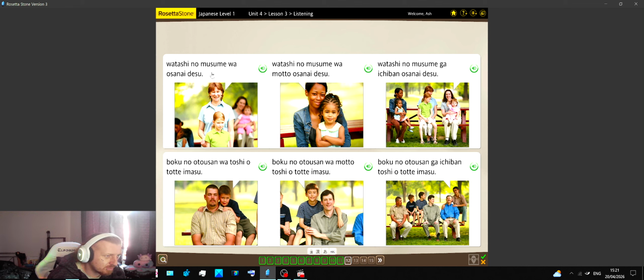Watashi no musume wa osanai desu. My child is young. Watashi no musume wa motto osanai desu. My child is even younger. And then watashi no musume ga ichiban osanai desu. My child is the youngest, because they're regressing. The oldest is probably about 9 or 10 years old, and she's definitely baby to toddler age.